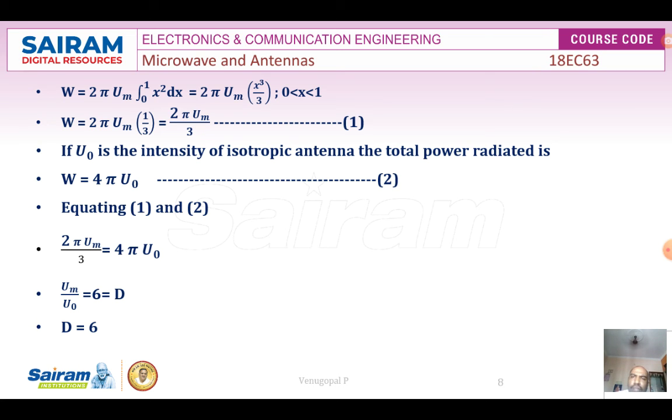And next find the power radiated for the isotropic antenna. We will get W is equal to 4 pi into U naught. Call it equation number 2. Equate 1 and 2, or divide 1 by 2. You will get Um by U naught is equal to 6. That is the directivity of the cosine square pattern.